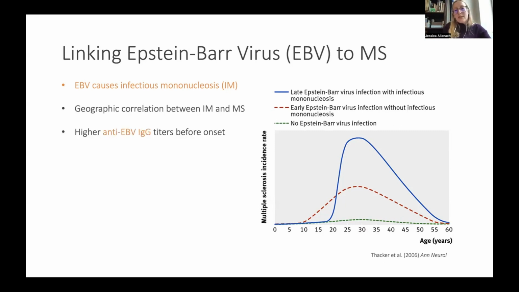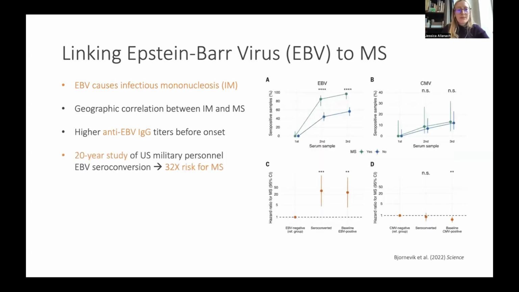We also see in individuals who go on to develop MS that they have higher antibody levels towards EBV, and they're usually up to diagnosis. And of course, as was brought up earlier, the 20-year-long US military study by the Ascherio group that was published in Science last year showed that EBV seroconversion confers a 32-fold increased risk for developing MS.